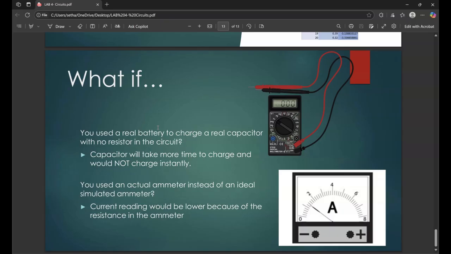But if we use the actual ammeter instead of an ideal simulated ammeter, the current reading would be a good amount lower because of the resistance in the ammeter itself, whereas the one in our lab was simulated and everything was perfect and there was no resistance in it.